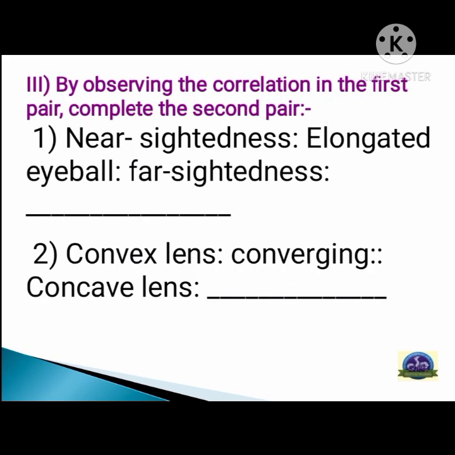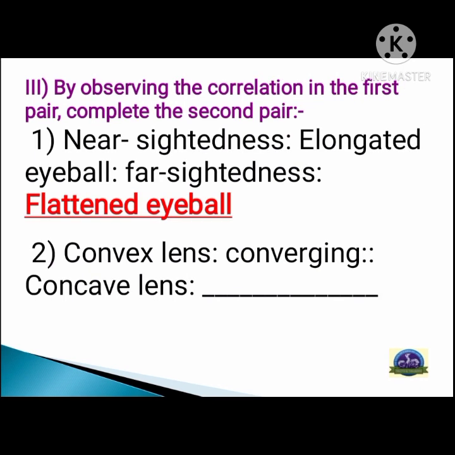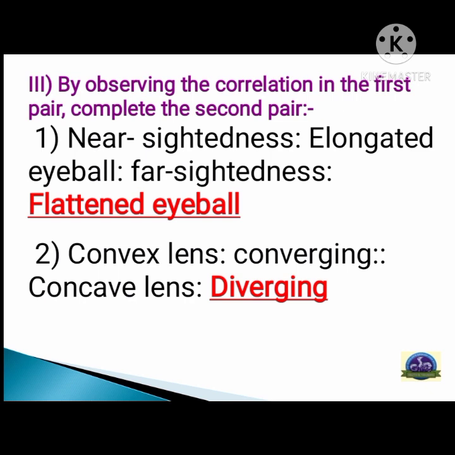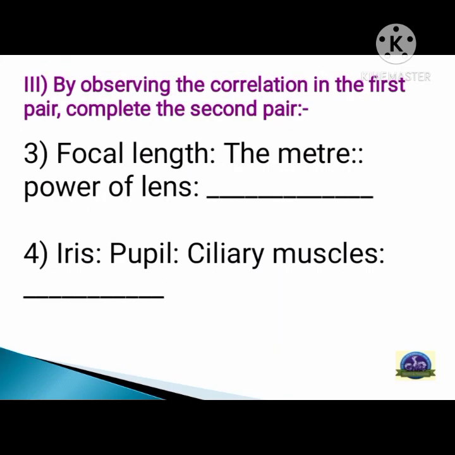Question number 3. By observing the correlation in the first pair, complete the second pair. First one, nearsightedness, elongated eyeball, farsightedness, dash. Answer is flattened eyeball. Second one, convex lens, converging, concave lens, dash. Answer is diverging.